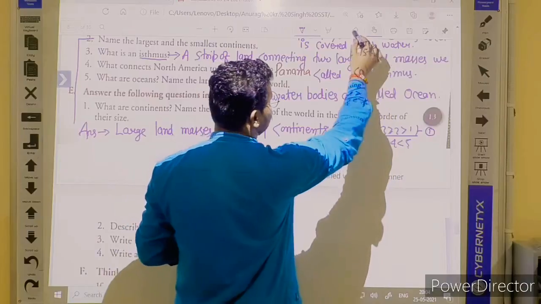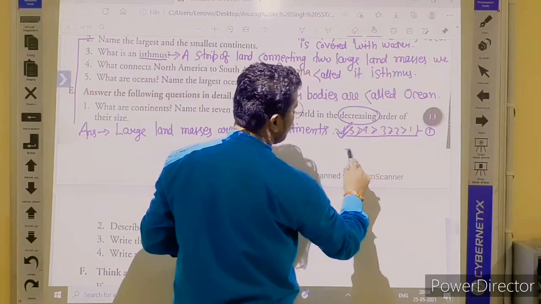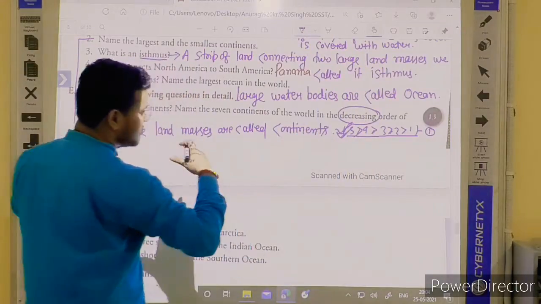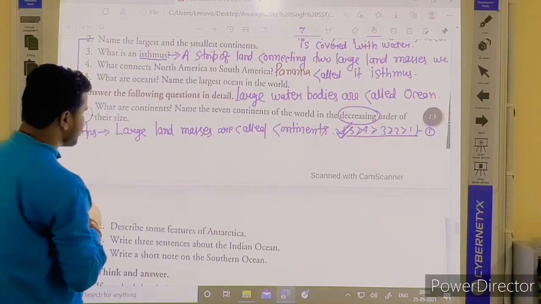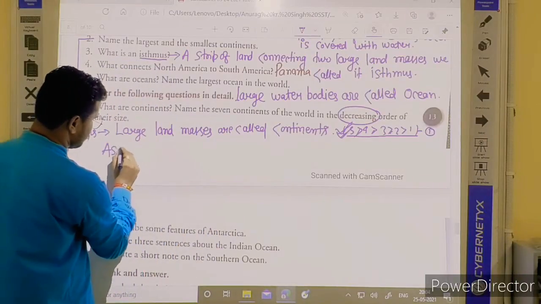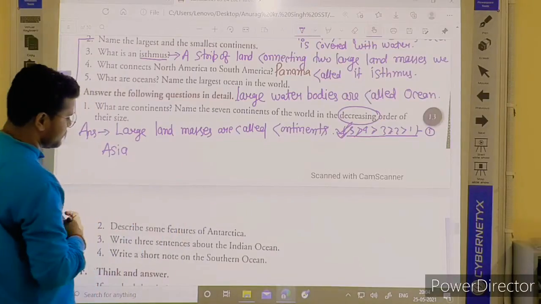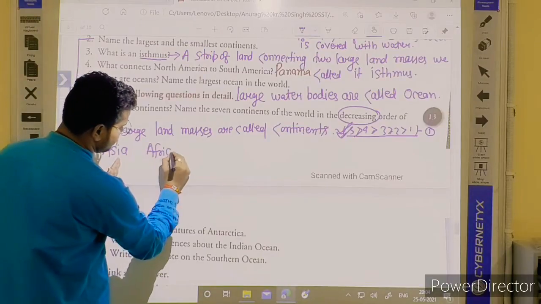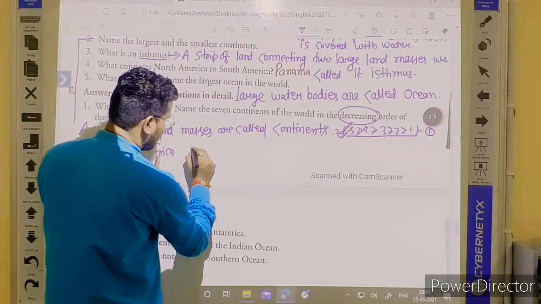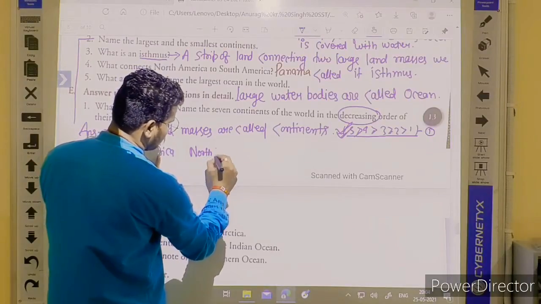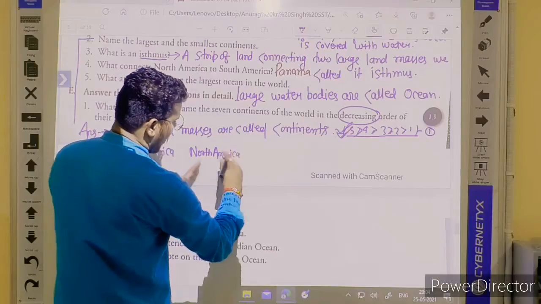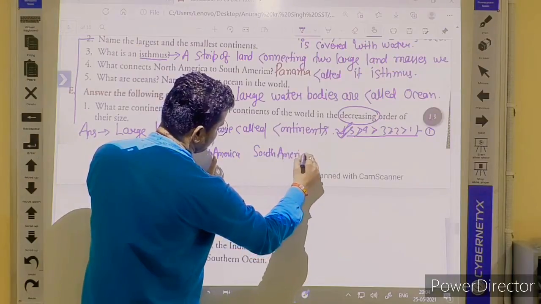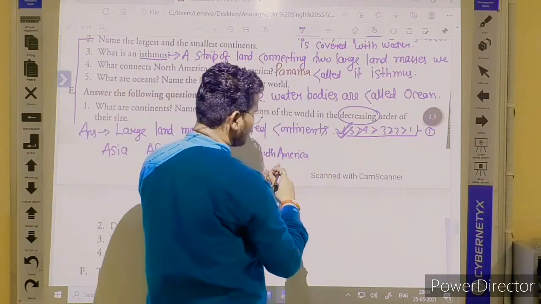Now first of all, in decreasing order, what will we write? We will write the largest continent. So the largest continent is Asia. Then after Asia is Africa. After Africa is North America. After North America is South America.